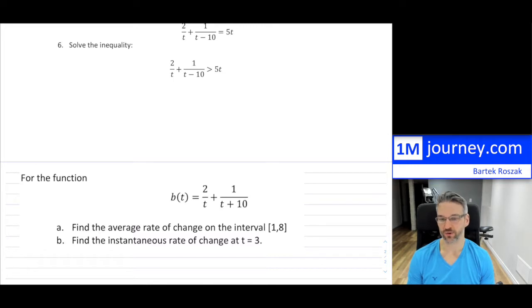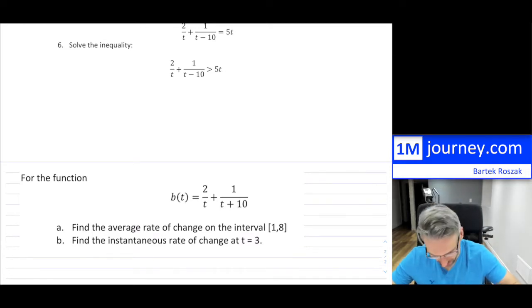The only thing we have to be careful about, within the intervals and then the instantaneous rate, is that we don't want to have any undefined items. Notice that t is not defined for 0, and t won't be defined for -10. But other than that, we're pretty good. That means the interval we're looking at is fine. So let's see if we can find this average rate of change on that interval.